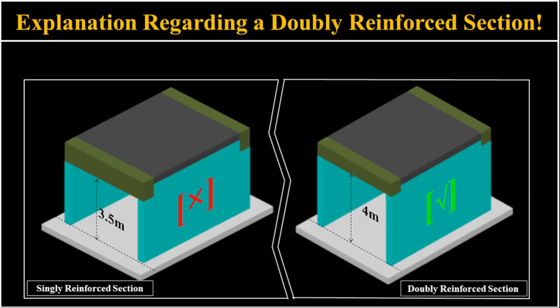Figure 2 presents an alternative, a doubly reinforced beam design for the same bridge deck. By incorporating reinforcement in both the tension and compression zones, we achieve the required 4-meter clear height, as indicated by the green checkmark. This simple comparison highlights a key reason for using doubly reinforced sections, to reduce the beam's depth when clearance requirements or other geometric limitations prevent the use of a deeper, singly reinforced beam.